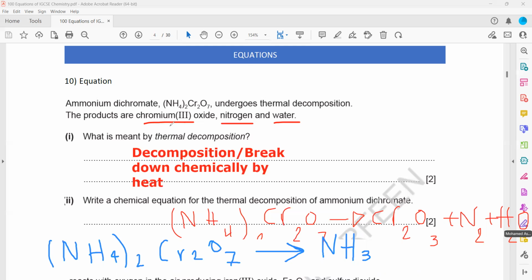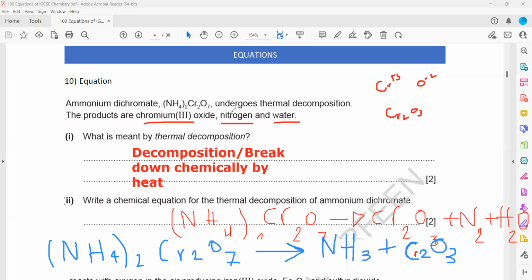So we have ammonium dichromate, it decomposes into chromium(III) oxide. So what is the formula for chromium(III) oxide? Chromium is +3 and oxygen is -2, so chromium(III) oxide will be Cr2O3. And then nitrogen is a non-metal, so how will it exist? It will be N2, and water is there, which is H2O. So Cr2O3 plus N2 plus H2O. So this is the first part.